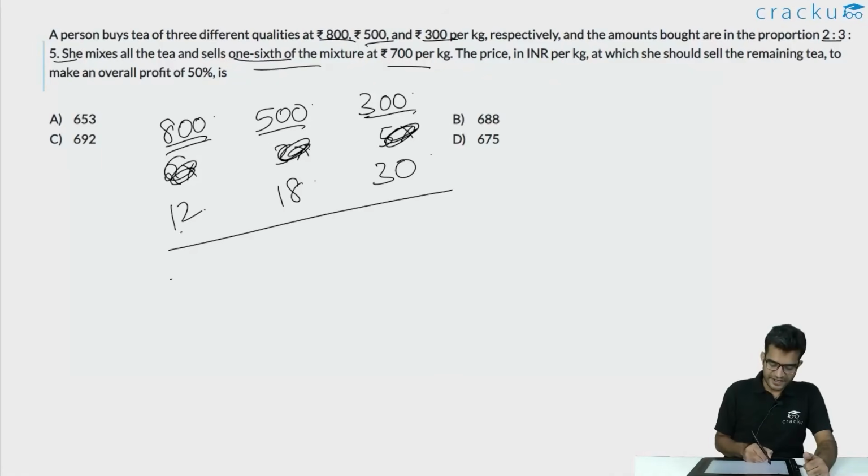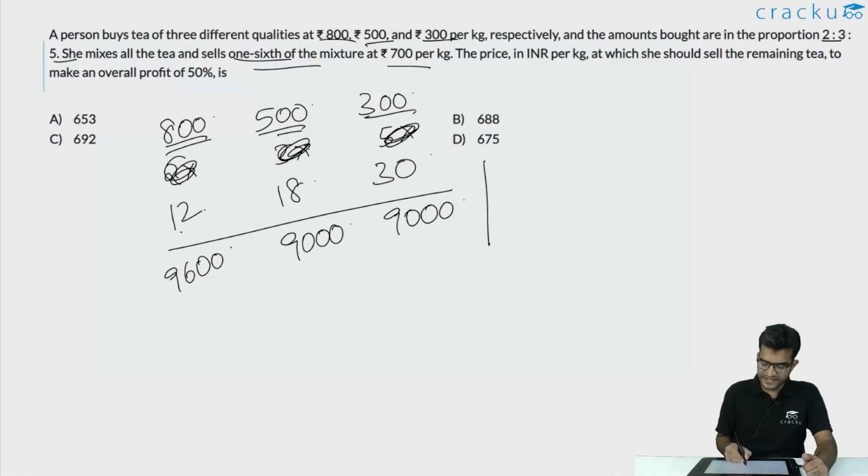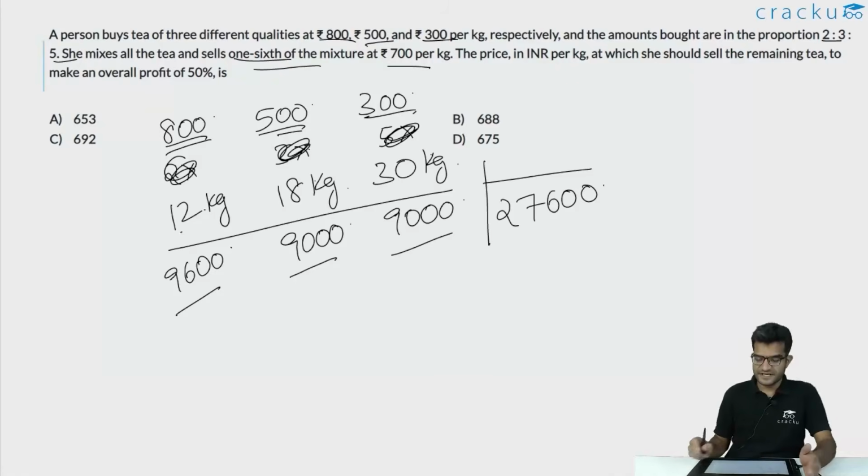800 into 12 will be 9600. 500 into 18 is 9000. 300 into 30 is 9000. So the total money that he spent will be 9600 plus 9000 plus 9000, which is equal to 27600. And the total amount of tea that he bought will be 12 kg plus 18 kg plus 30 kg, which is equal to 60 kg.